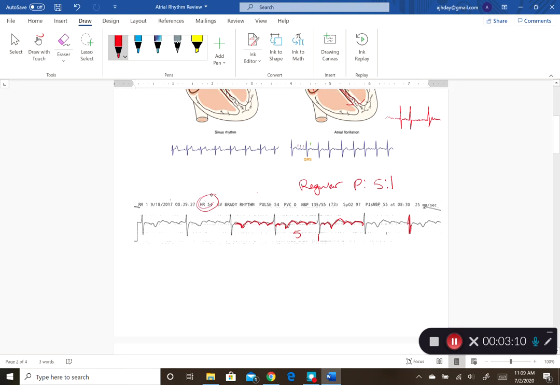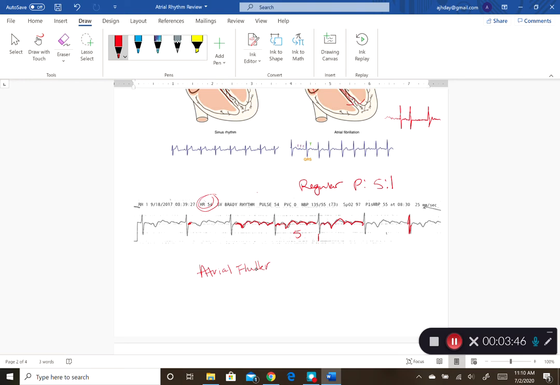I know my rate already is 54. Doesn't look like I have any ST changes, so my J point is here on my QRS, and then I go right back into those flutter waves. So the name of this rhythm is atrial flutter, because I have those flutter waves. Because it's an atrial rhythm, we don't write atrial fibrillation bradycardia or atrial flutter tachycardia, we just label it controlled or uncontrolled.